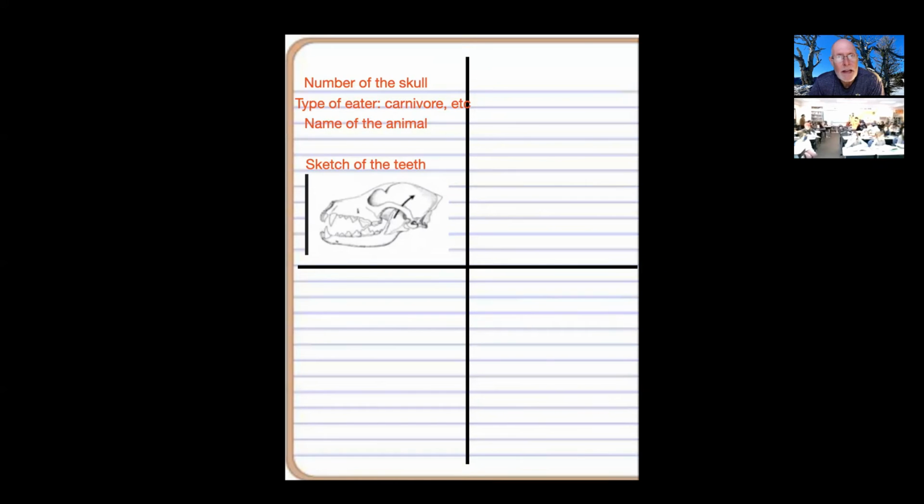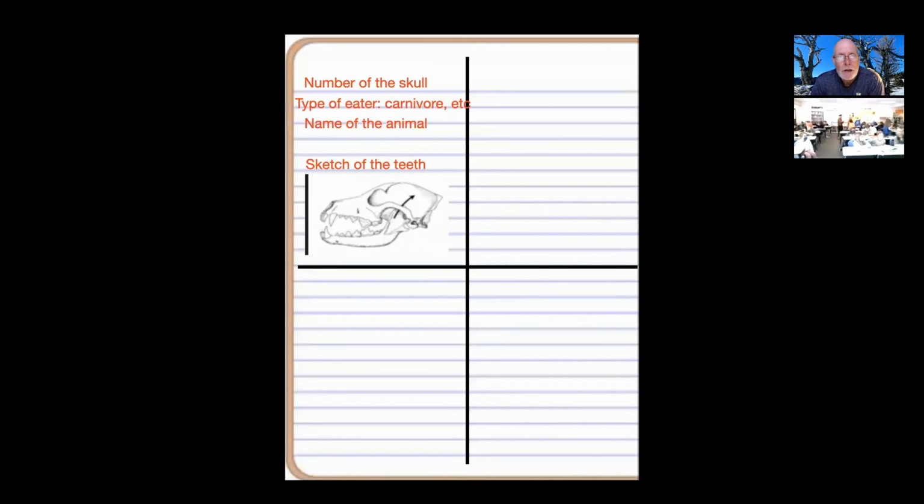Then I want you to take a look at the skull before you do anything else, and make a guess. What kind of eater would that skull be? Are they a carnivore? You guys probably know what carnivore teeth would look like. If not, talk to your neighbor and see if you can figure that out. Or maybe an herbivore or an omnivore. What kind of food do you think the animal from that skull eats?